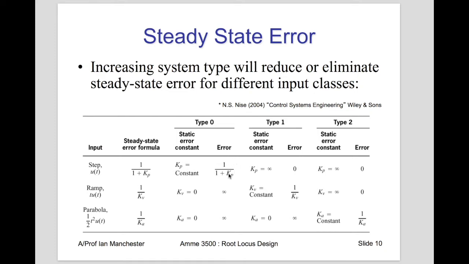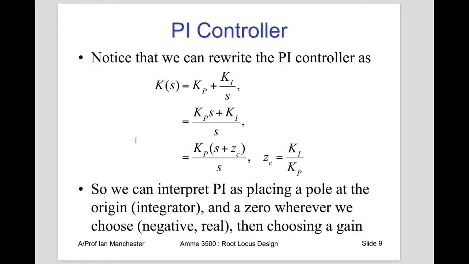And so, for example, if we look at a step input, then if we don't have any integrators, we're going to get a constant error of 1 over 1 plus Kp. This is the position error constant, not the proportional gain, K capital P. If we increase to a type 1 system, we're going to get 0 steady state error to a step input. And similarly for a ramp input, we'd need to increase to a type 2 system to get 0 steady state error. Okay, so that's why we want the integrator, why we want the pole at the origin.